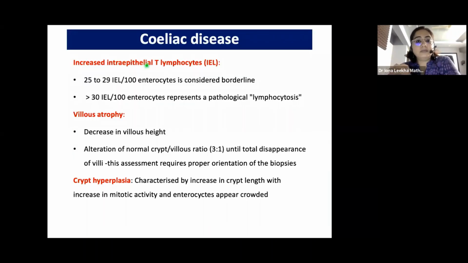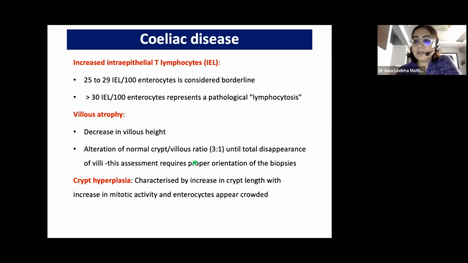So what we see here in celiac is increased intraepithelial T lymphocytes. 25 to 29 intraepithelial lymphocytes per 100 enterocytes is considered borderline. More than 30 IELs per 100 enterocytes is considered a pathological lymphocytosis. Along with that, there is villus atrophy, that is, a decrease in the villus height. There is alteration of the normal crypt-villus ratio until there is total disappearance of the villi.